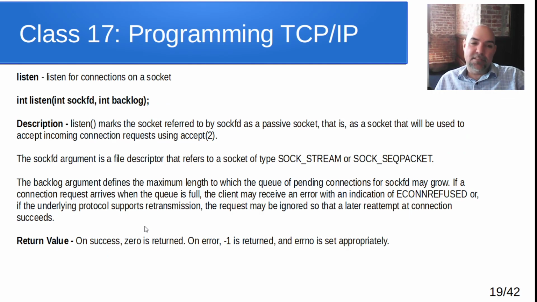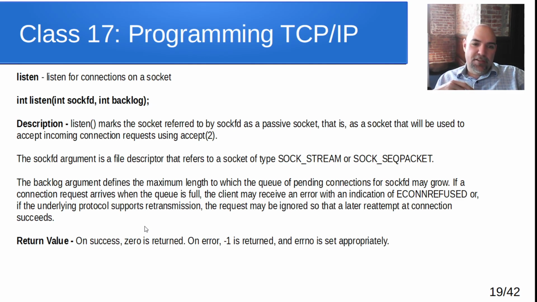All right, but let's look at listen. Again, from the man page, listen for connections on a socket. So listen, sockfd, backlog. It says listen marks the socket referred to by sockfd as a passive socket. That is a socket that will be used to accept incoming connection requests using accept. So in other words, this is setting this as a socket that's going to be used for accepting connections that come in. So it's almost like you can think of listen as turning on the ringer to the phone.